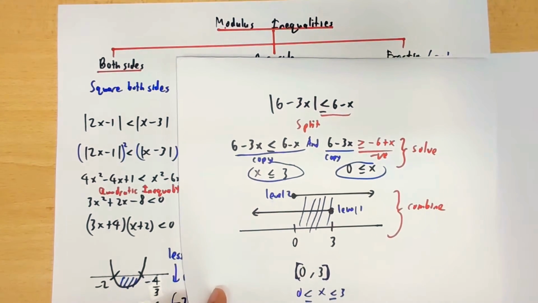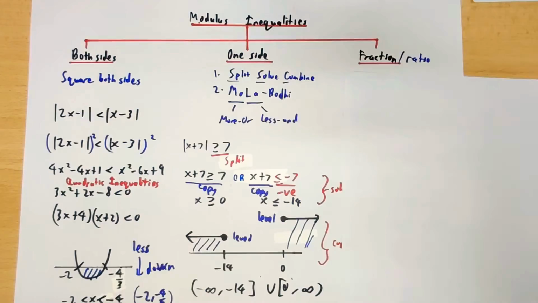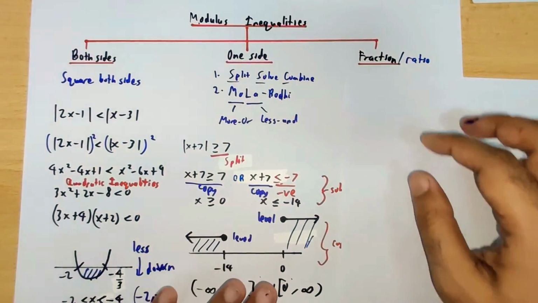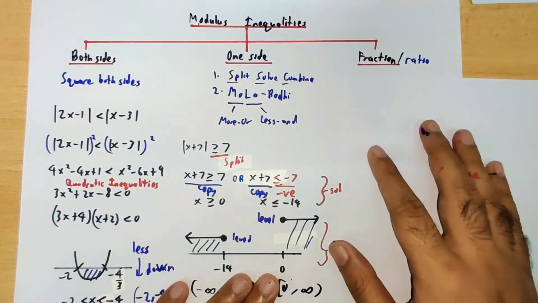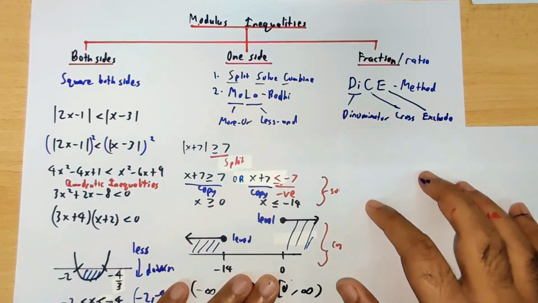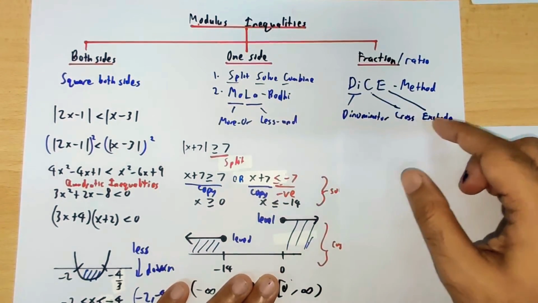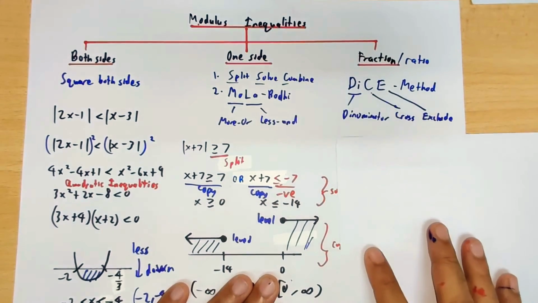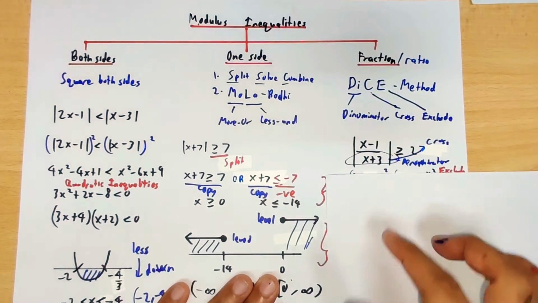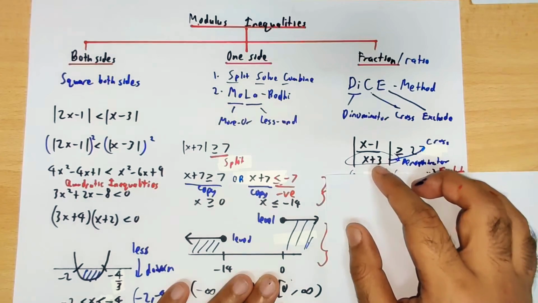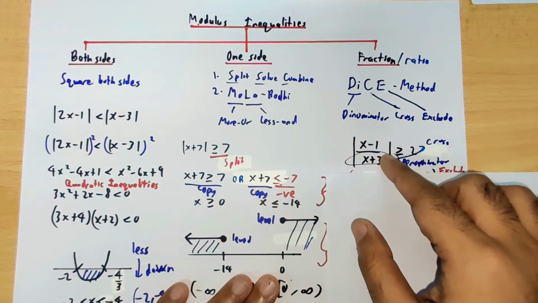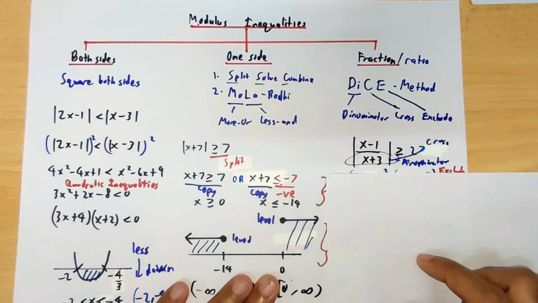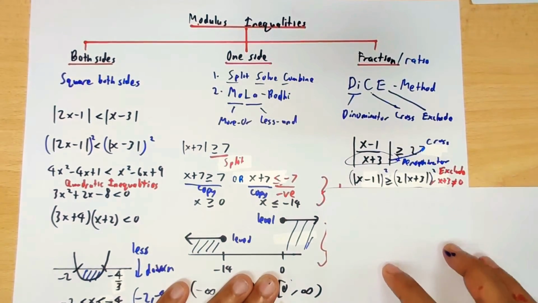Alright, moving on. Now moving on to the final part, which is the fraction ratio modulus inequalities. I highly recommend we use the DICE method, which stands for denominator, cross and exclude. Let's say you get this type of equation, x minus 1 over x plus 3 modulus more than 2. Firstly, you take the denominator and you cross it. Once you cross, you're going to get something like this.